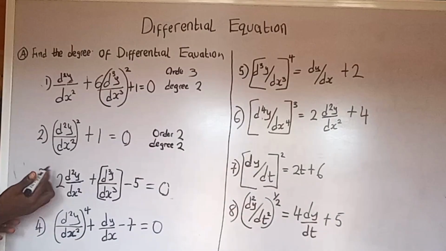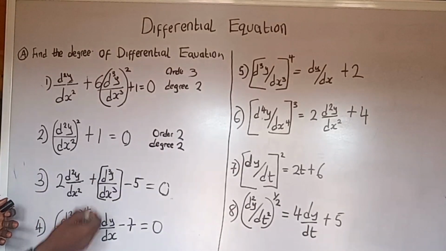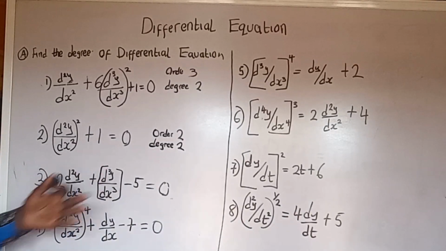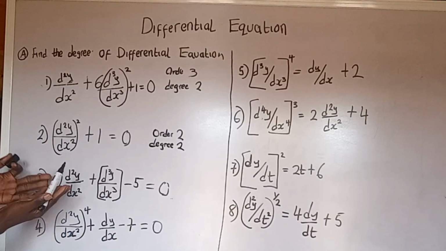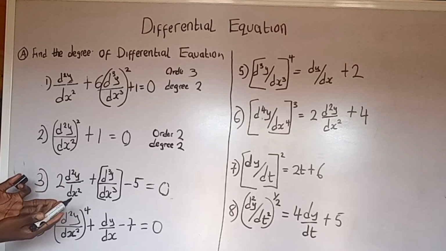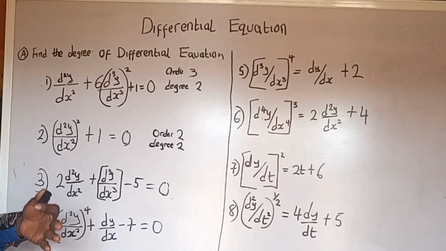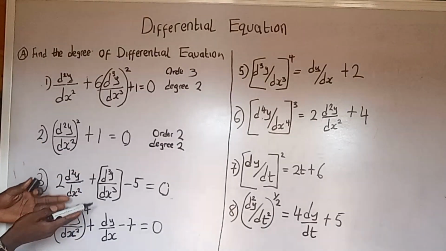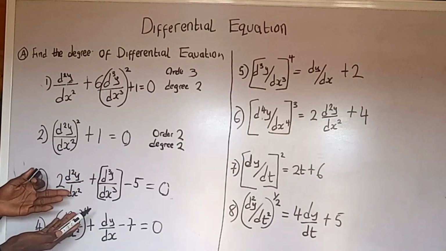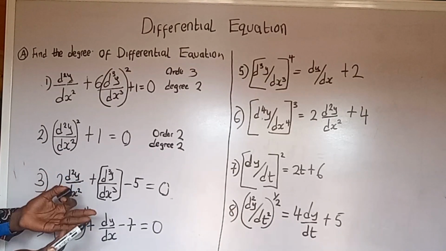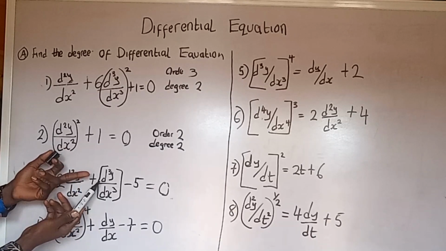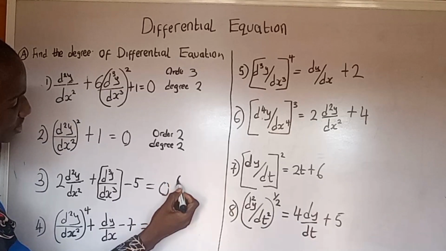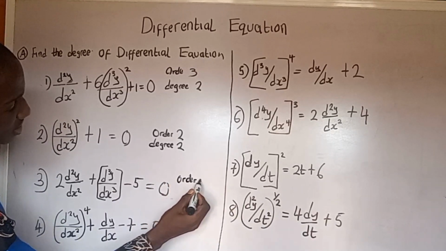We have d squared y over dx squared into the bracket d cubed y over dx cubed minus 5 equals 0. Now what is the order of this equation? After getting the order, you proceed to look for the exponent of the order to get your degree. The order is the highest derivative, and the highest derivative here is d cubed y over dx cubed. So the order is 3.